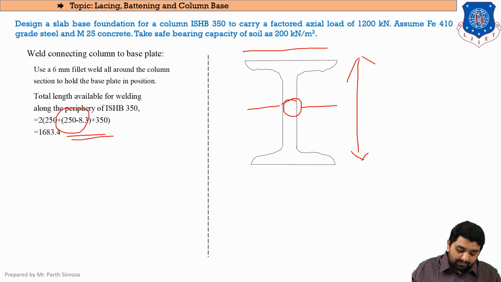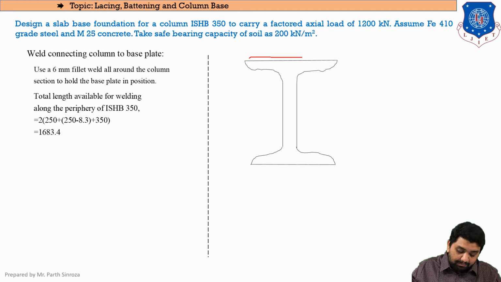So one portion is completed, that means we have completed this portion, this portion, and this portion. So up to here is completed. Now we just need to do a replica of this, so we will be multiplying it by 2. So the overall periphery of this I section comes out to be 1683.4 mm.